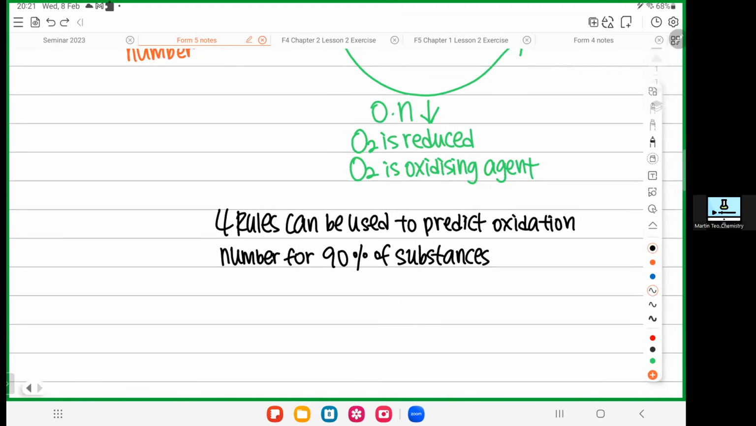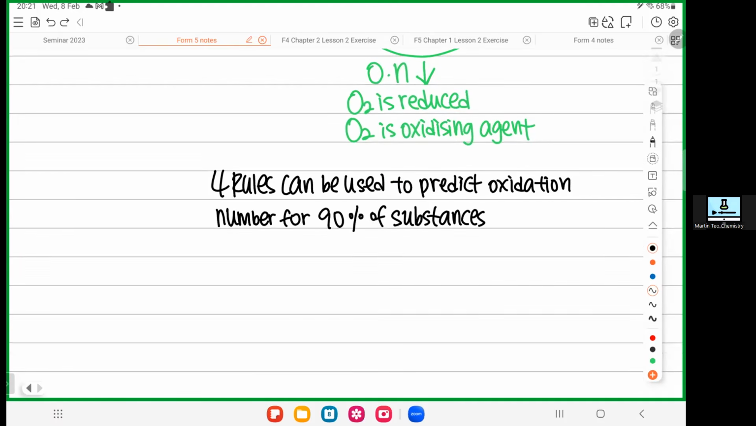Haida, how to use oxidation number method for compounds? Don't worry, I'll teach you in a short while. So this one is only 90%. So where is the other 10%?